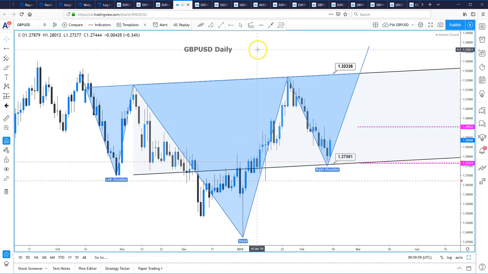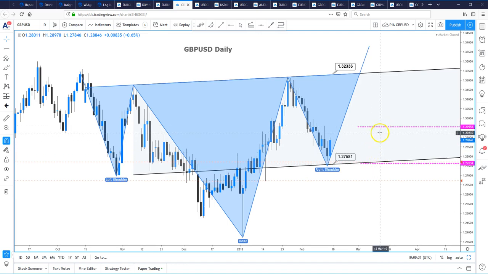Sterling dollar daily chart, we still believe we're forming a bullish head and shoulders pattern. We've got decent support at 1.2765. I think we made a 1.2785 low, was it last week? Let's just have a check. 1.2773. So yeah, about 8 points off where our bespoke support is at the moment. Again, long-term bias, we prefer to buy into this dip here.